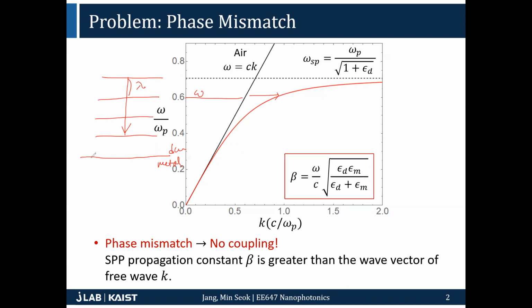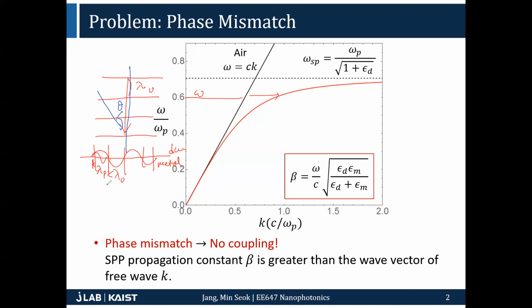So what you want is a surface mode with, let me draw the surface mode like this, and this is your lambda p. Okay, so lambda p is shorter than lambda 0 in this case. So now imagine you change the angle of incidence, for instance.